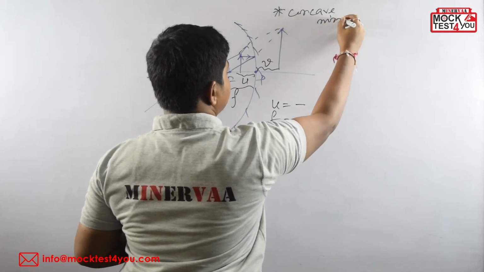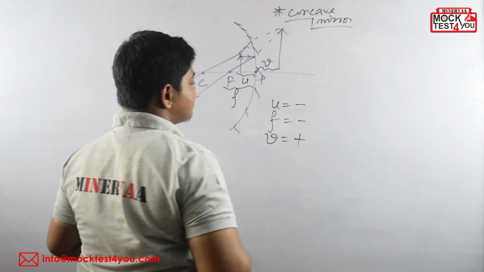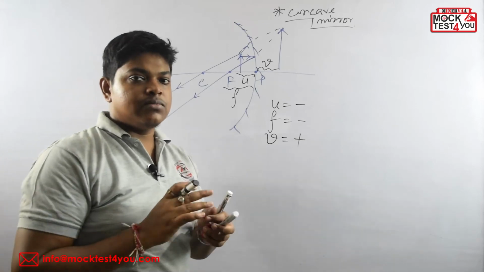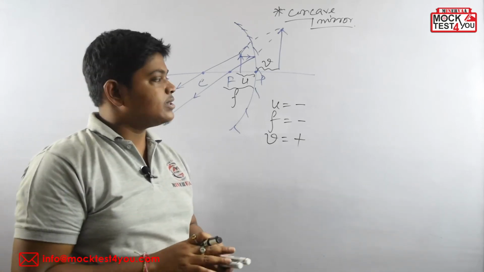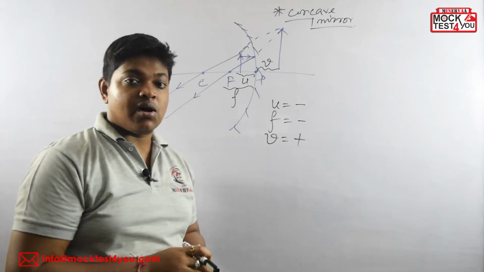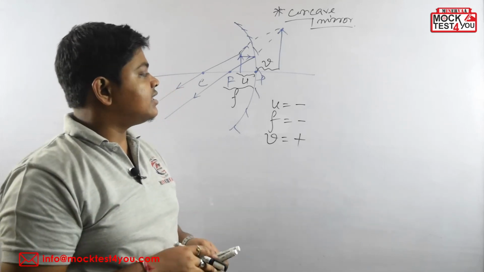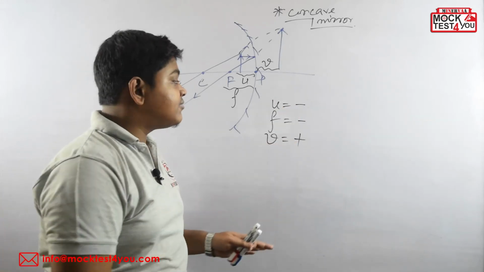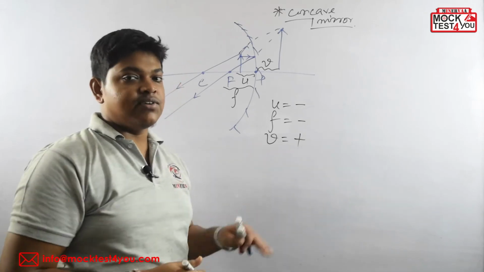So for that case the sign convention is different with respect to all the other cases. In all the other 5 cases of concave mirror, we get the sign conventions all negative, but for the last case we get the sign conventions like that.